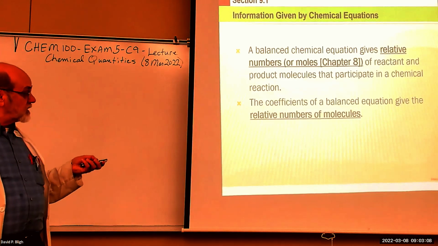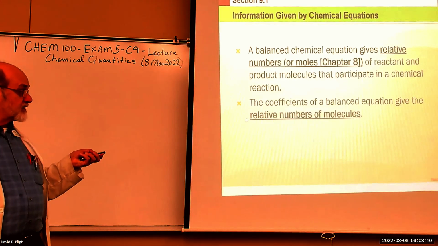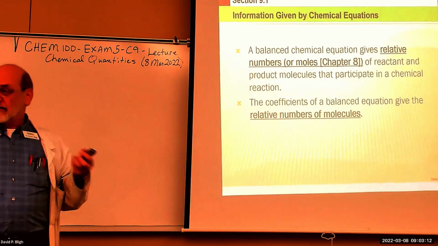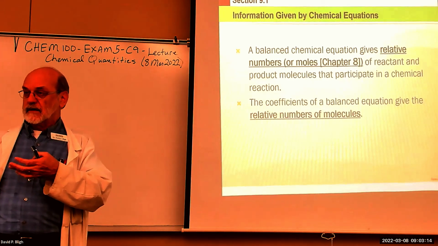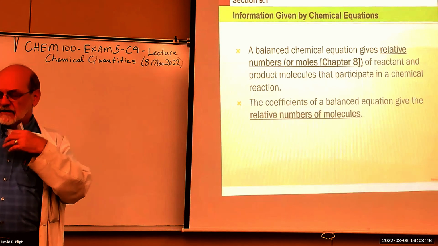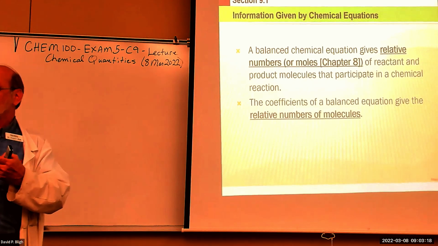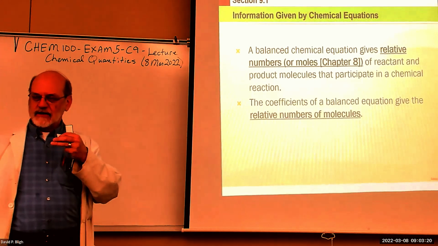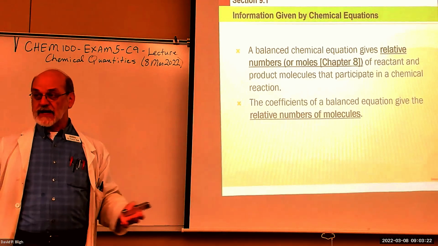With the balanced equation, this can be interpreted as either the numbers of molecules that go in, or if it's an element, the number of atoms that go in and the number of molecules and atoms that come out the other side.